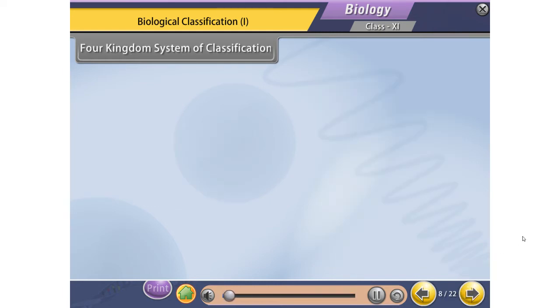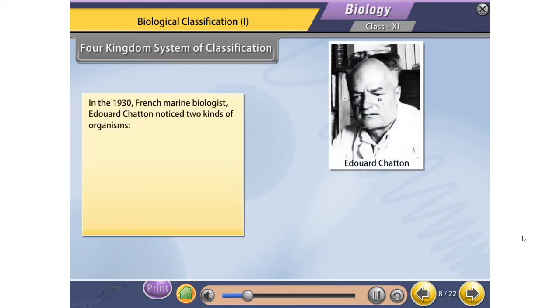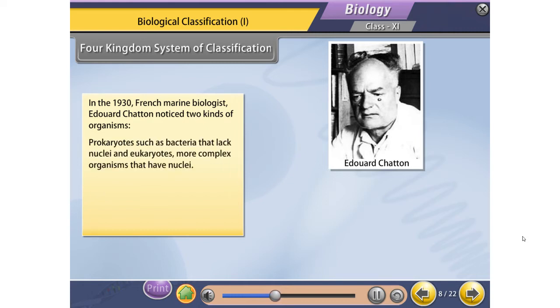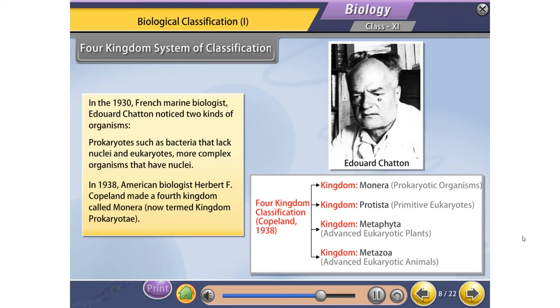4-kingdom system of classification. In 1930, French marine biologist Edouard Chatton noticed 2 kinds of organisms, prokaryotes such as bacteria that lack nuclei, and eukaryotes, more complex organisms that have nuclei. In 1938, American biologist Herbert F. Copeland made a 4th kingdom called Monera, now termed Kingdom Prokaryote.